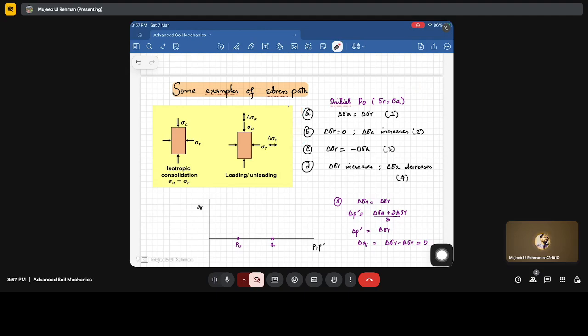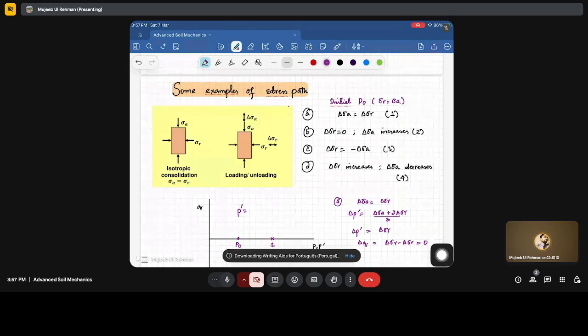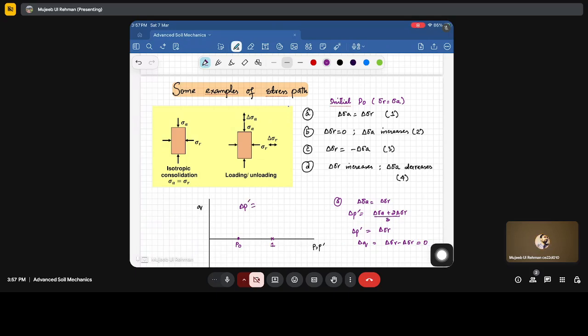So at the initial point where sigma A is called sigma R, if we determine the P dash for it, it is better to write it in incremental form. So delta P dash is equal to delta sigma A plus 2 delta sigma A divided by 3, which comes out to be delta sigma A, and delta Q dash is equal to delta sigma A minus delta sigma R, which is 0. So it will be simply a point on the isotropic line represented by P0. Fine.